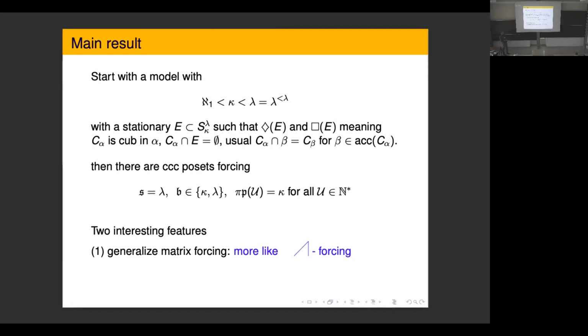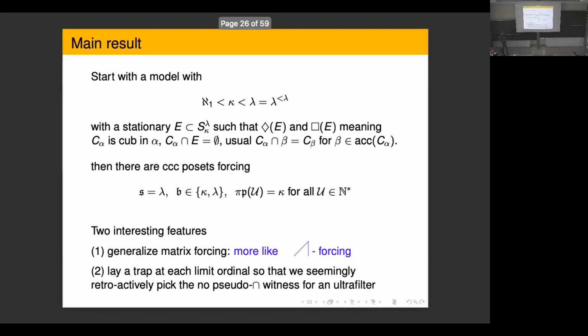So we're going to generalize matrix forcing. I didn't know what to call it. He didn't say, he just called it a system. So I call it sort of an array of posets rather than a matrix to distinguish it. And so I just made up this picture. It's going to look more like a triangle than a matrix, so you'll see what I mean in a second. So that's one interesting aspect of this paper. Surely this is a new method that might give some new tools.